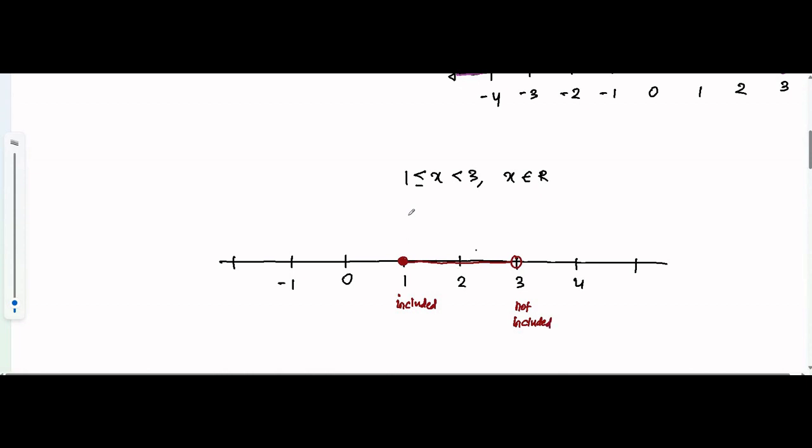So this is the solution of the given inequation, the combined solution of the given two inequations on the number line, and this is the solution set, okay.